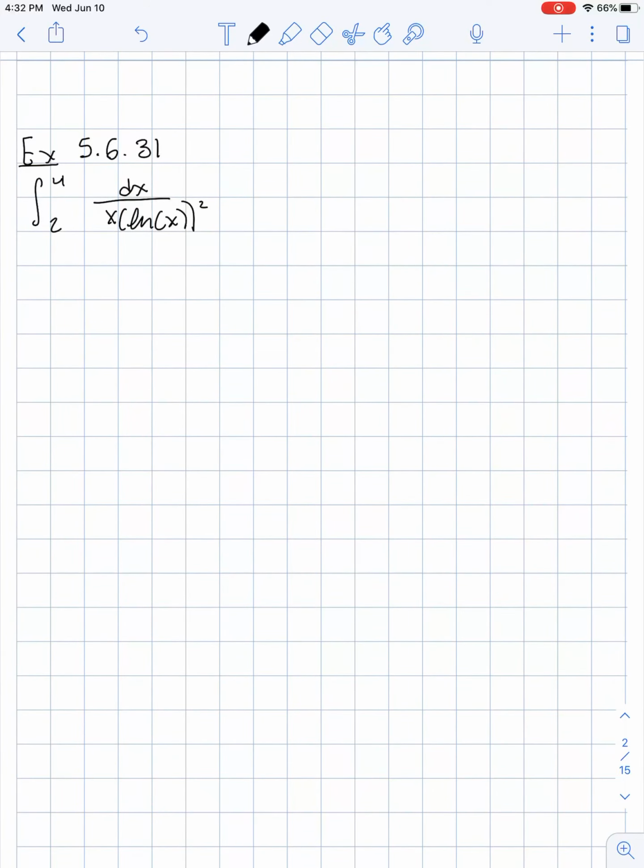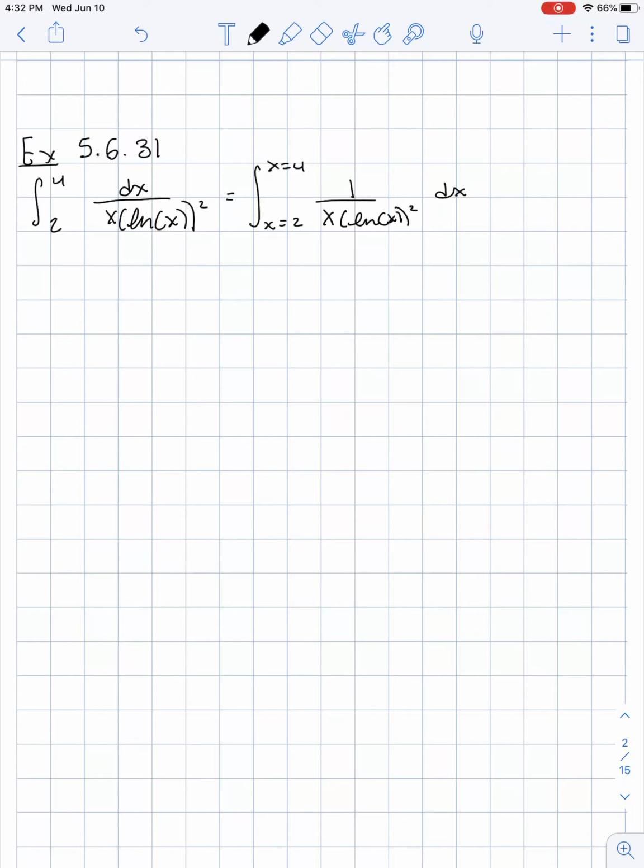So I'm going to rewrite my integral to make sure that we have x equals 2, x equals 4, 1 over x ln of x squared dx. If we were in class, I would ask you guys to choose u, and then we would work through and discuss what kind of u we would choose. You're welcome to pause now and try that.